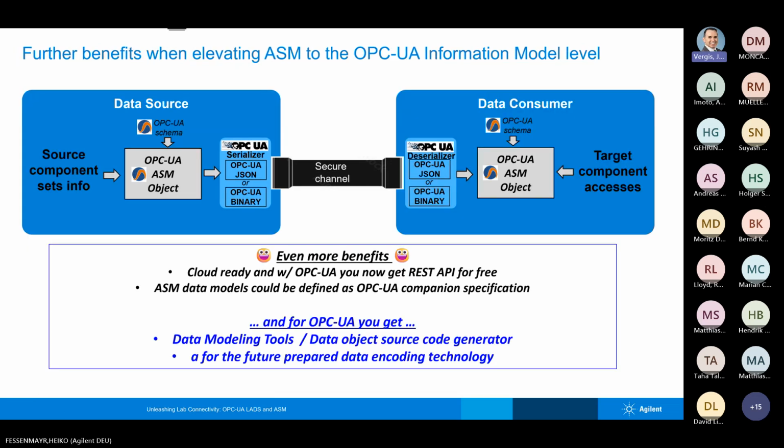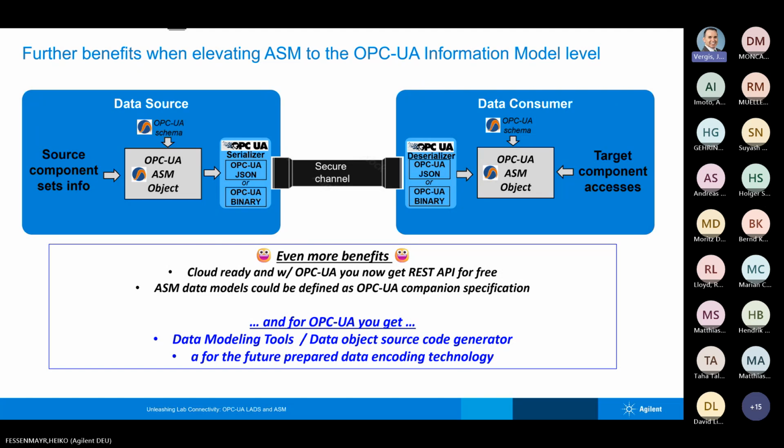Further benefits. OPC-UA is ready for the cloud, and with OPC-UA you also get basically a REST API for free. There has been an activity in the last half year by the OPC Foundation to document the REST functionality, and with that you also get the optional possibility to query that information via GraphQL. What could also be done is, when we have the ASM data models, we could specify them as OPC-UA companion specifications, which make them a little bit more formal.